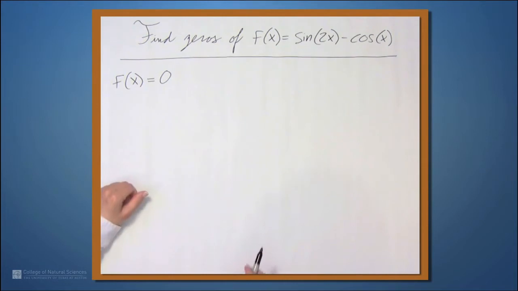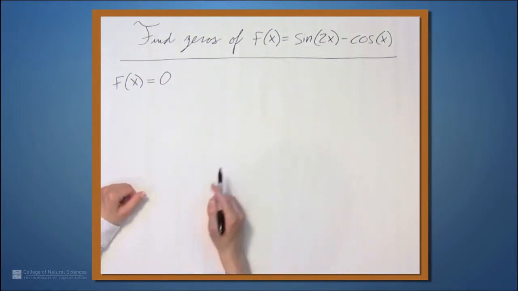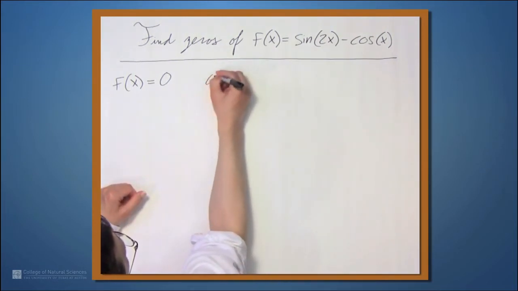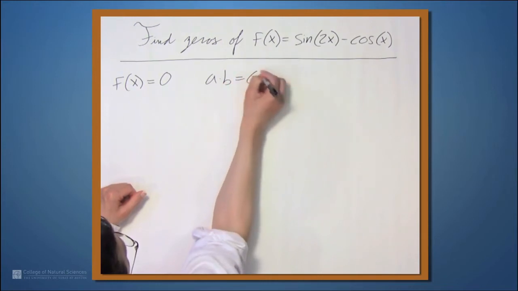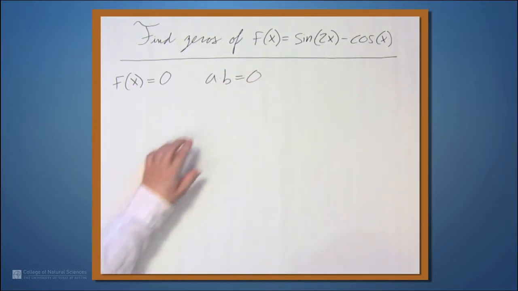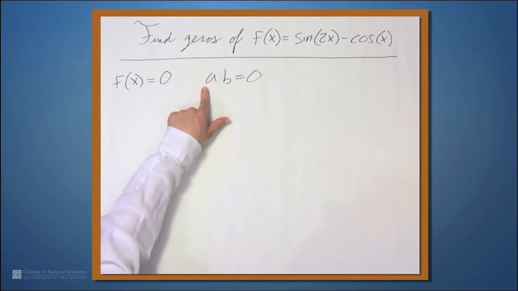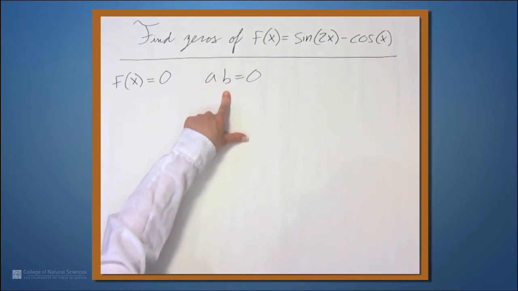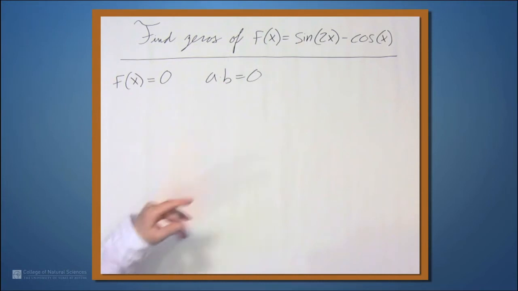Now a good strategy to take when you're not quite sure what to do with this is to see whether you can rewrite it as a times b equals 0, where a and b are somehow simpler than what we have here. Because if a times b equals 0, then either a is 0 or b is 0. So let's see what we can do here. This first page will just be some scratch work.